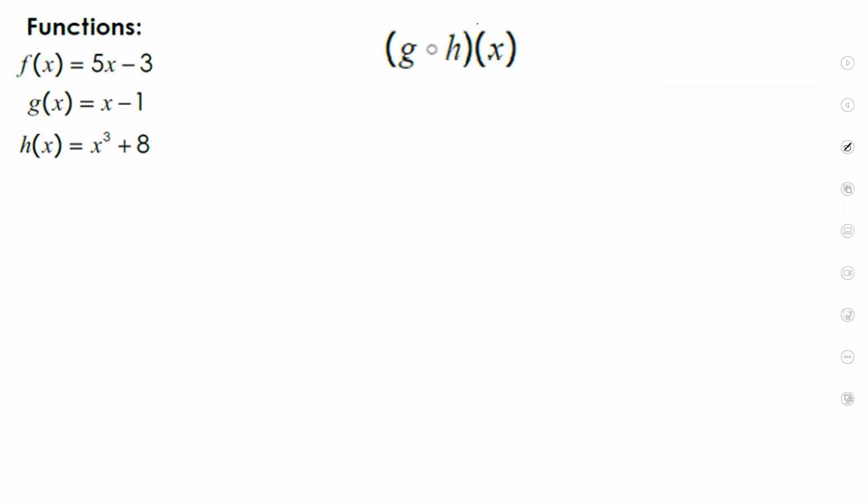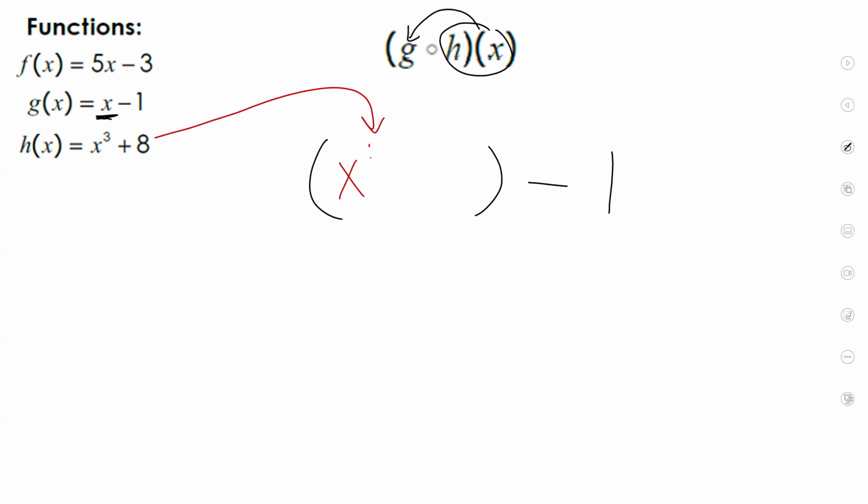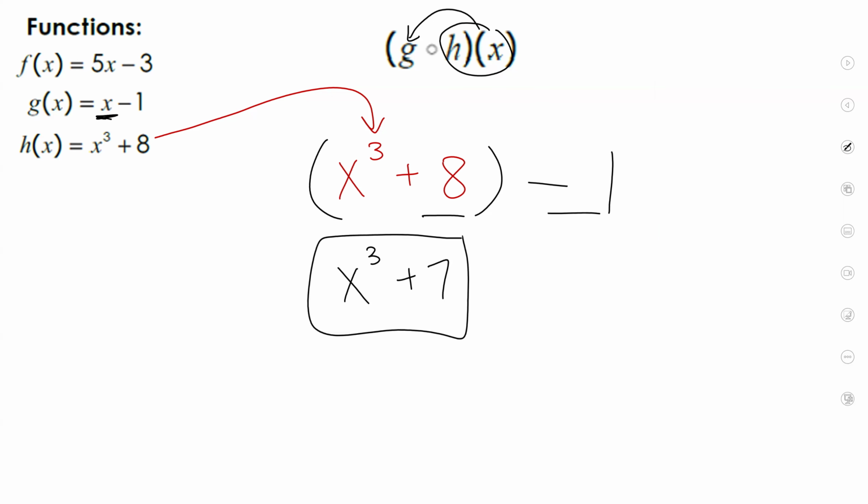This means we're going to put h inside of g. So let's write g nice and big. I'm going to put parentheses where this x is, minus 1. So that's g. I'm going to put h inside of that. So I'm going to put this h right in there. X cubed plus 8. This becomes x cubed plus 7, because 8 minus 1 is 7. So this is the composition.